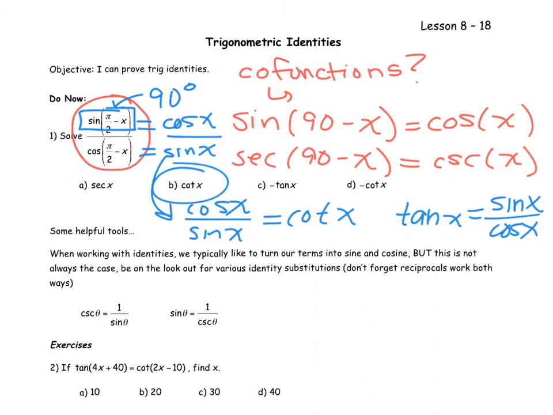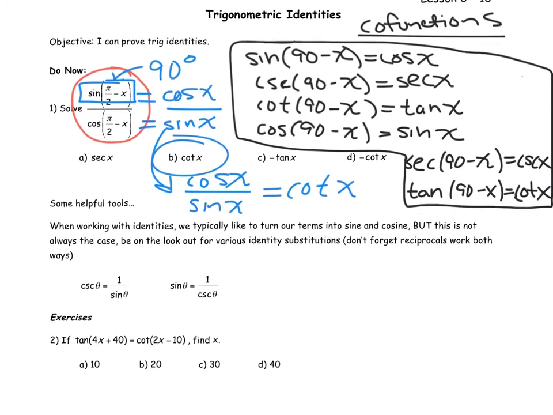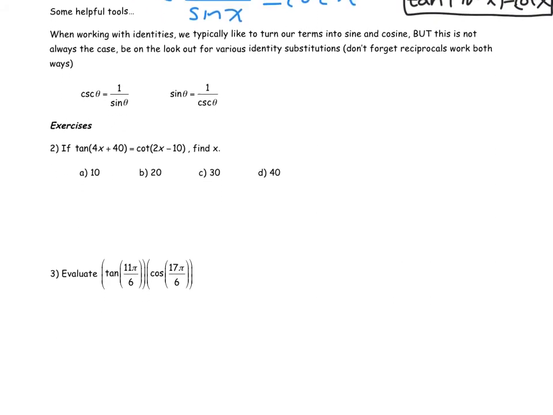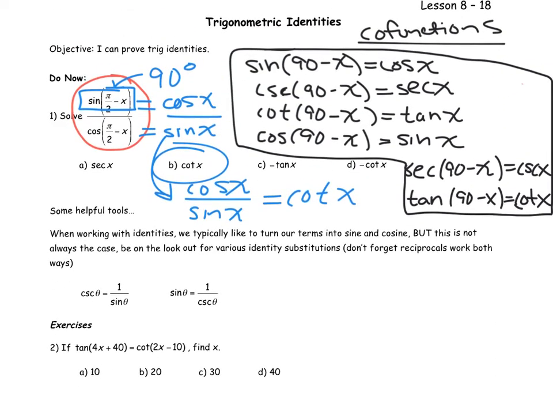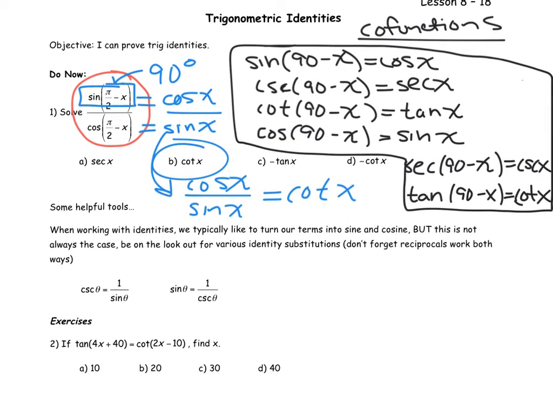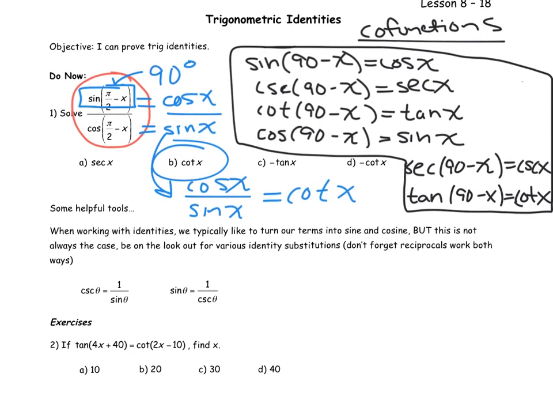Let me write out the cofunctions so you have them. These are all of your cofunctions. If you want to write this down in case you forgot, just remember what pairs with what. We're going to use that information for these few exercises. The whole point of today's lesson is solving and proving trigonometric identities, but we need to know some key pieces first, so we're building our skills here.